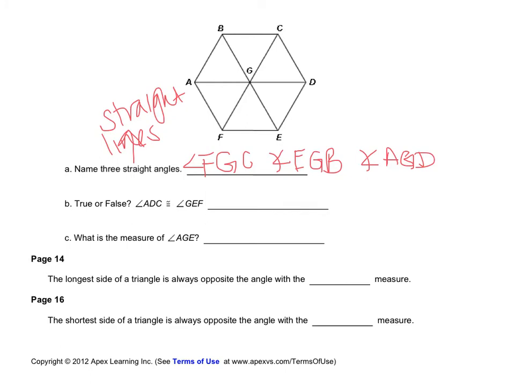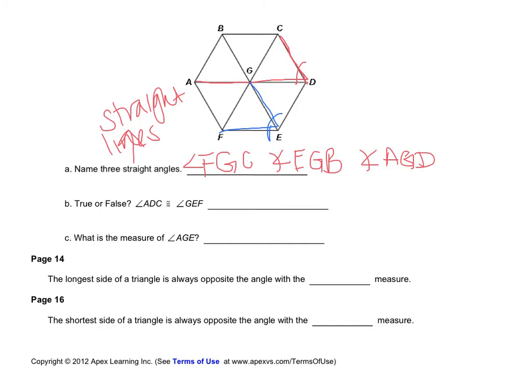Then the next question says, true or false, that angle ADC, that's the angle made by connecting A to D to C, so this angle, is congruent to angle GEF. That would be made by connecting G to E to F. Is congruent to this one. So you have to decide, are these 2 angles the same?